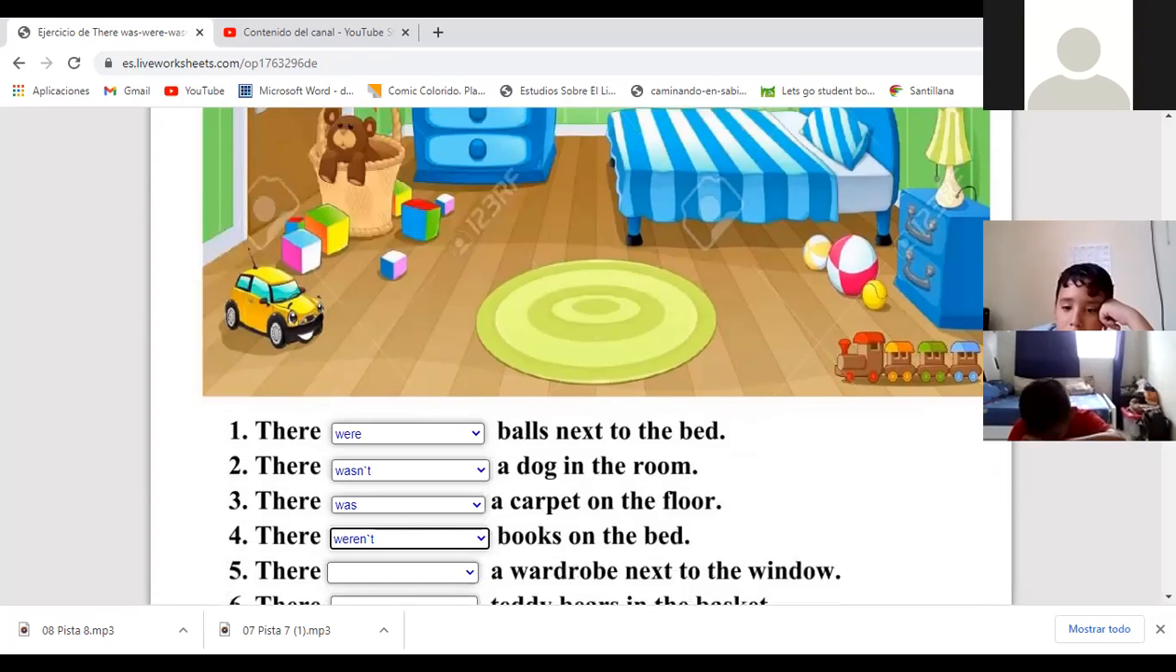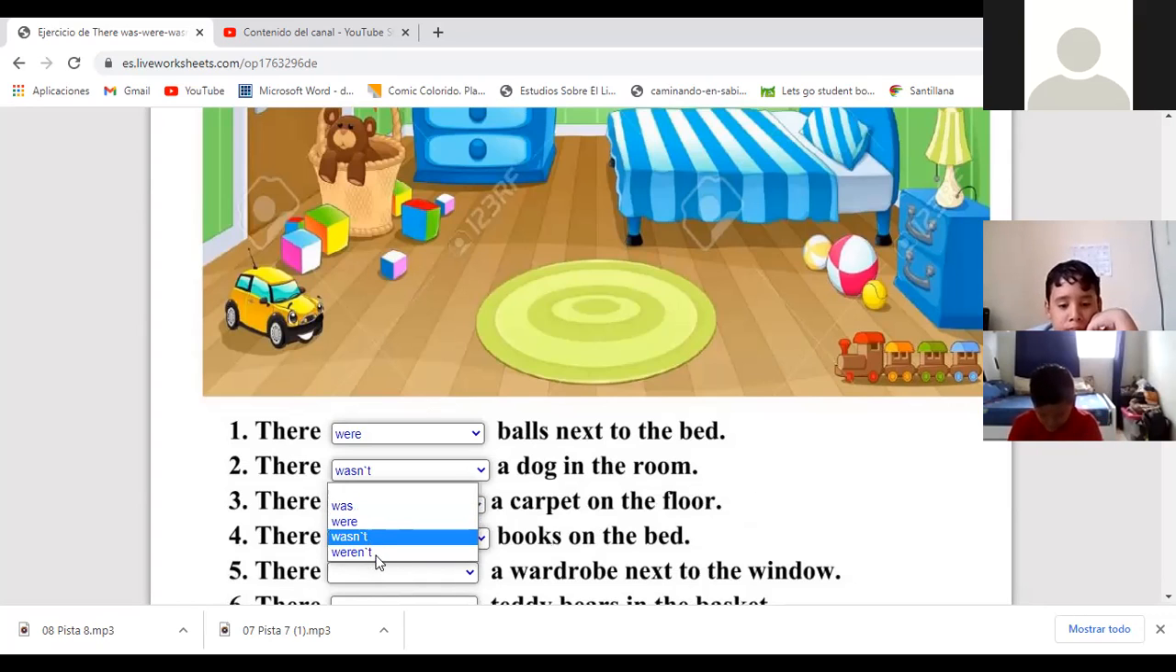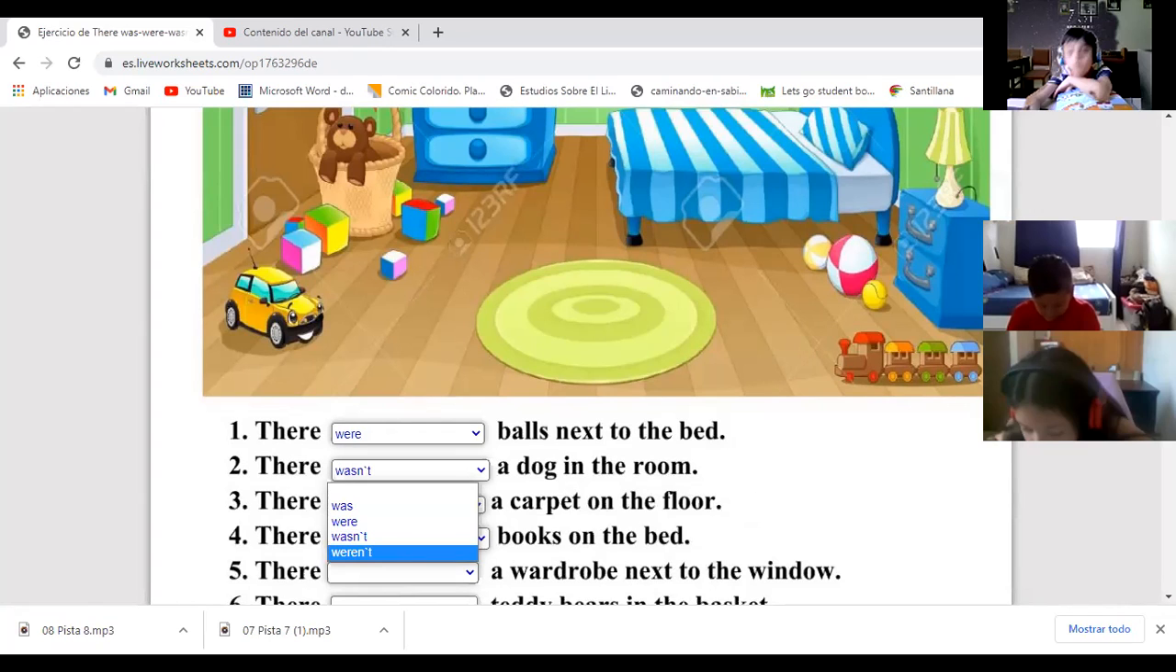Okay, number five. There a wardrobe next to the window. Wardrobe, this one is where we put the clothes. Es donde ponemos nuestra ropa, okay, ropero. Alejandro Mendoza. There wasn't or weren't a wardrobe next to the window. There weren't, okay, a wardrobe next to the window.